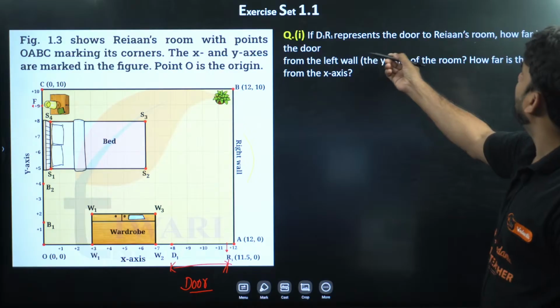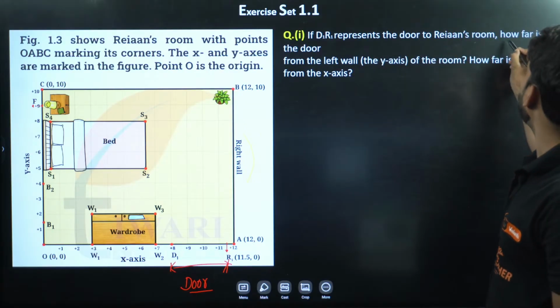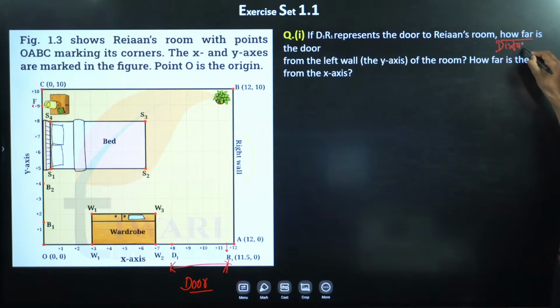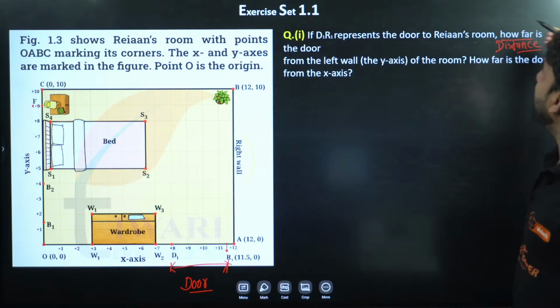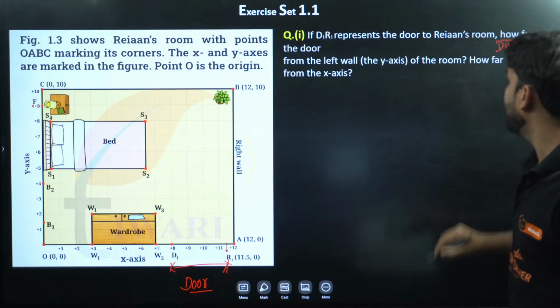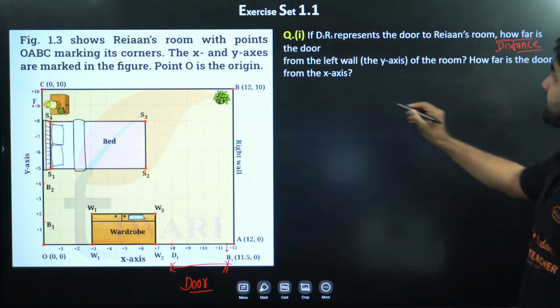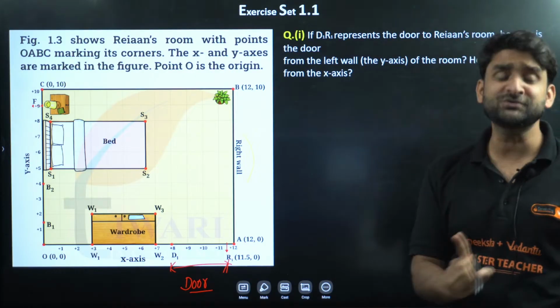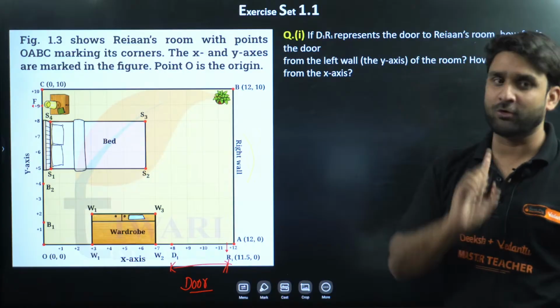So we have to calculate the distance of the door. How far? How far means what, my dear champion? Distance. We have to calculate distance. How far is the door from the left wall, meaning from the y-axis of the room? How far is the door from the x-axis? So we have to calculate the distance of the door from the x-axis and from the y-axis both.